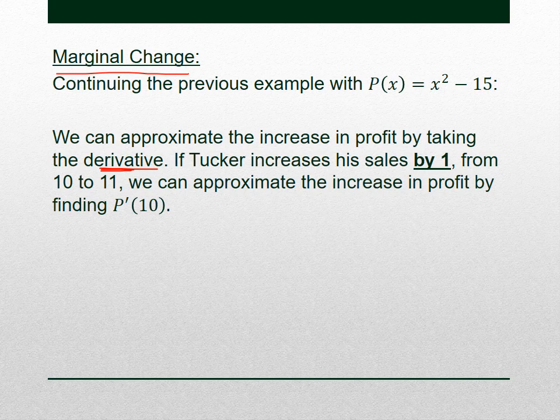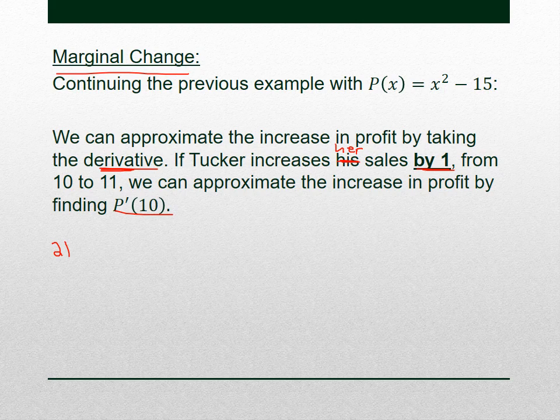So if the sales increase by 1, oops, this says his, that should say her. That was back when I thought Tucker was still a boy. If Tucker increases her sales by 1 from 10 to 11, you can approximate the increase in the profit by finding p prime of 10. So we know the exact change we calculated to be 21. So let's see if this approximation is close to that.